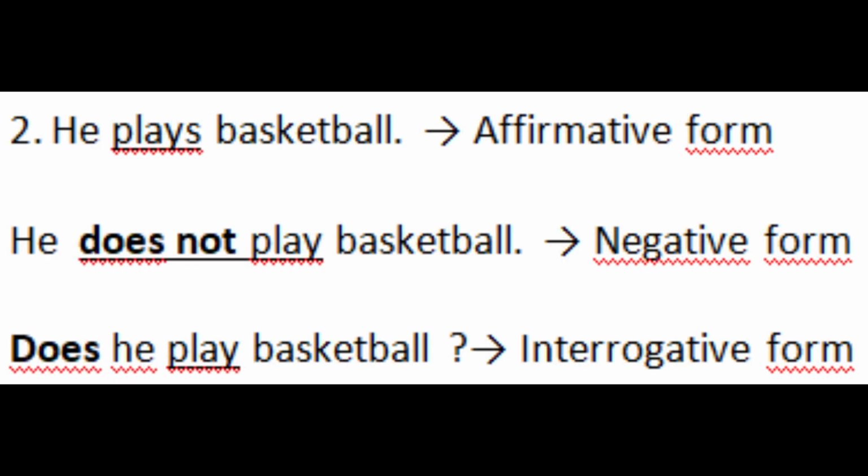Now with the third person singular, the same example with he. He plays basketball. This is the affirmative form. So we have the verb plays with s. Then the negative form, he does not play basketball. So here we insert the auxiliary does plus the particle not. In the interrogative form, we have, does he play basketball? So we use the auxiliary does.